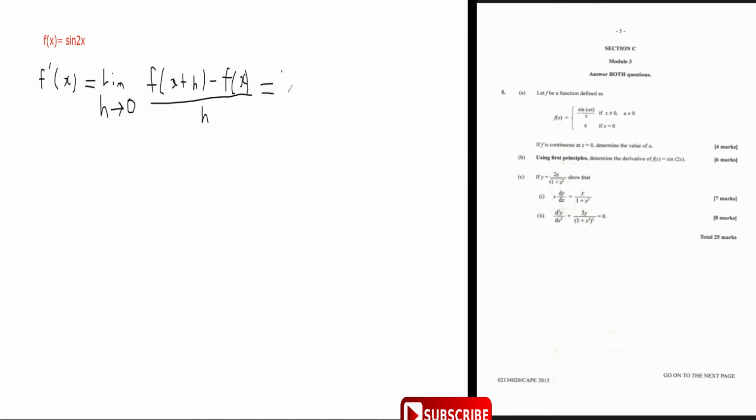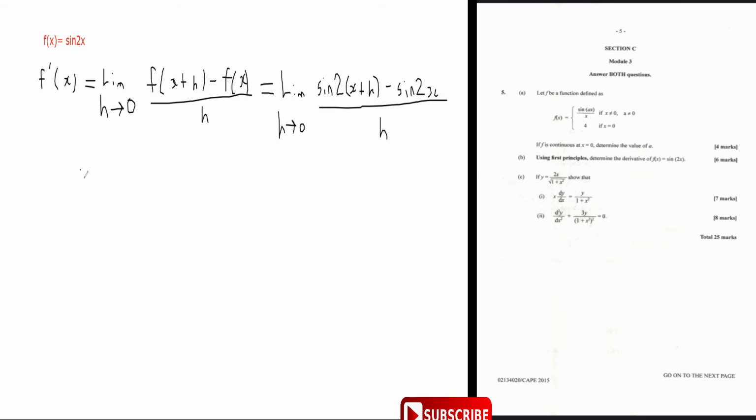All right, so let's plug this in now. It's going to be equal to the limit as h tends to 0 of, we can go ahead and put sine. f of x plus h is going to be the sine of, you're replacing x with x plus h, so it's going to be 2x plus 2h, or you can write it as the sine of 2 times x plus h, minus the sine of 2x over h. Right? So that's what we're going to do.